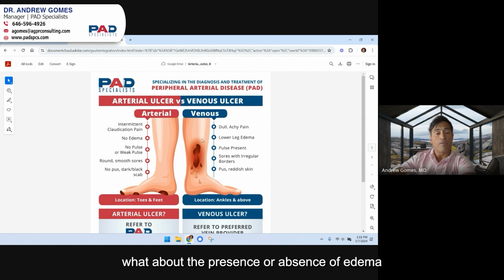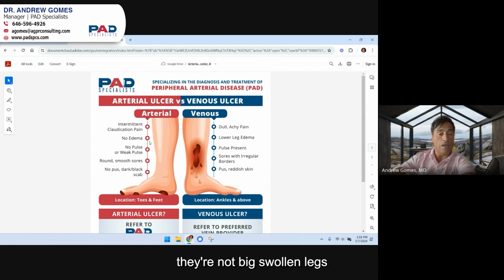What about the presence or absence of edema? This is classic. Arterial generally do not have edema. They're not big swollen legs. Venous do. So edema is more indicative of a venous ulcer.